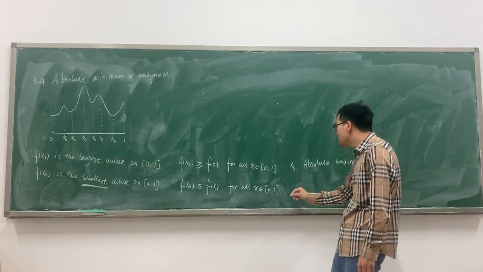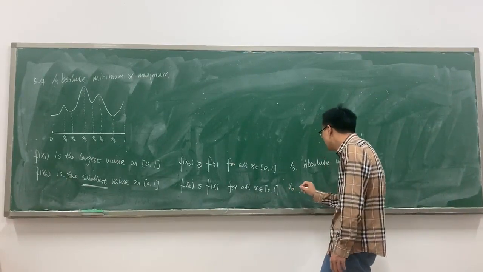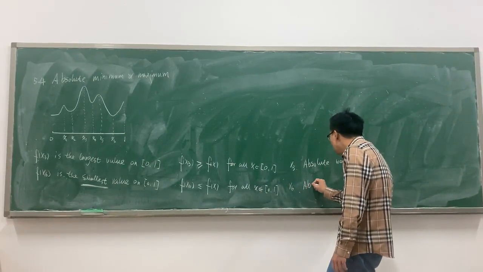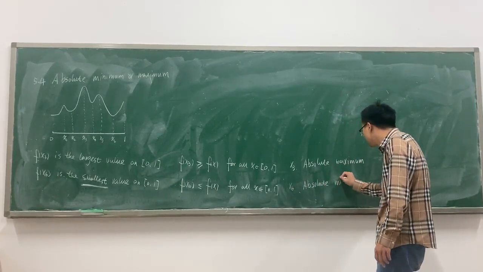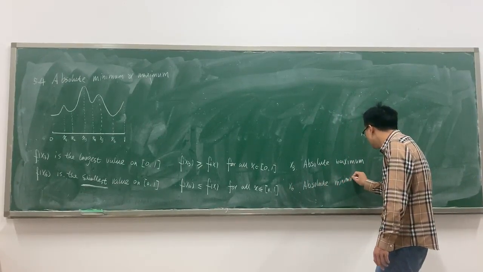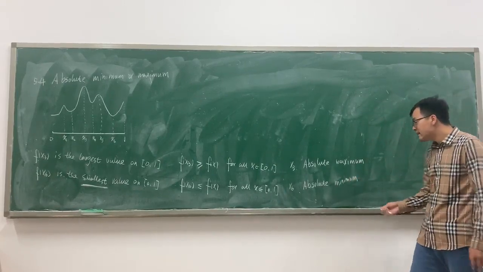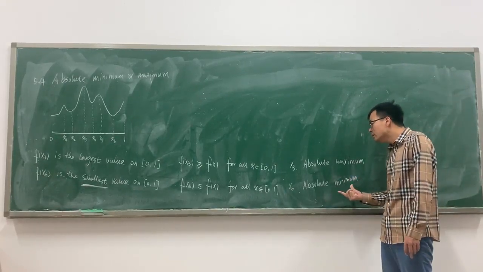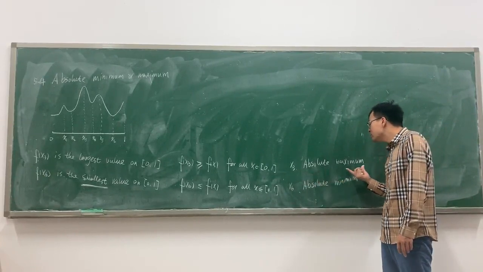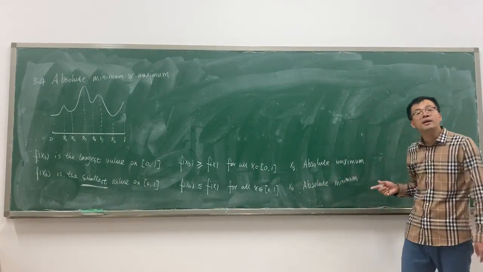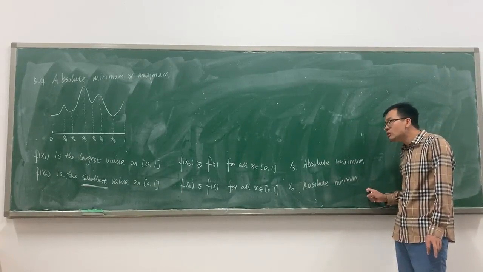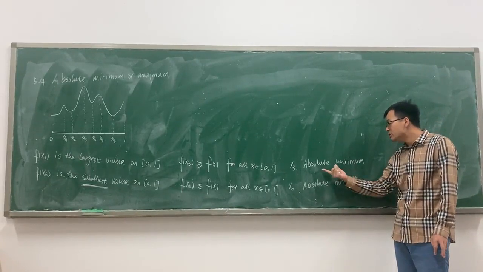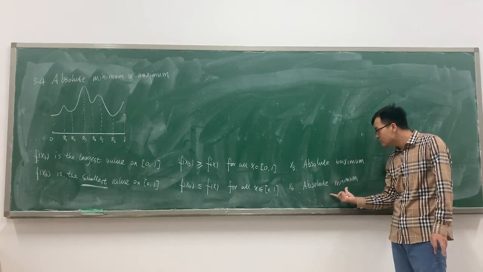And x6 means the absolute minimum. So x6 is the absolute minimum, x3 is the absolute maximum. So here we need to give a definition of the minimum, absolute minimum, and absolute maximum.